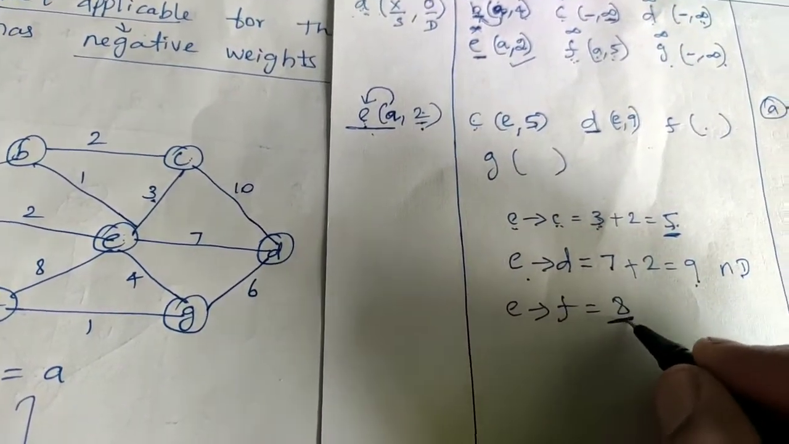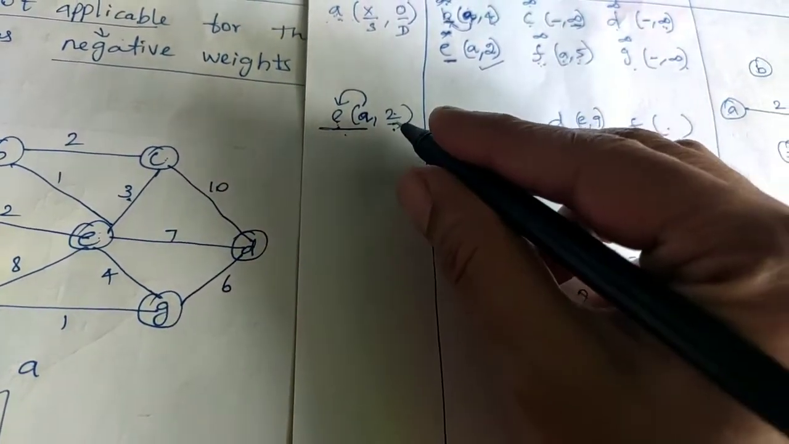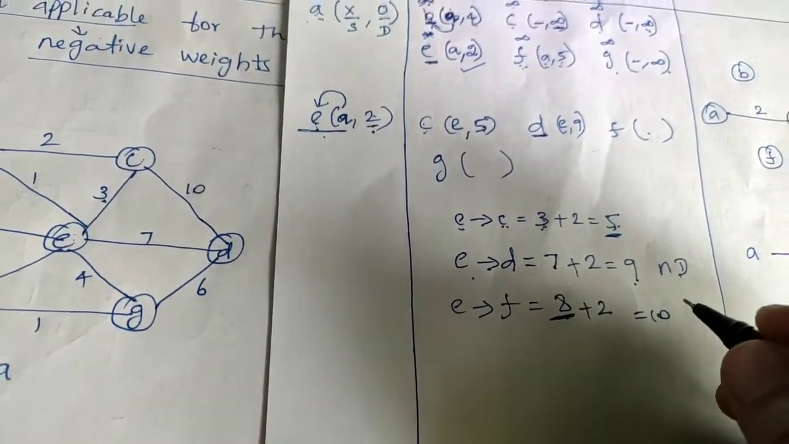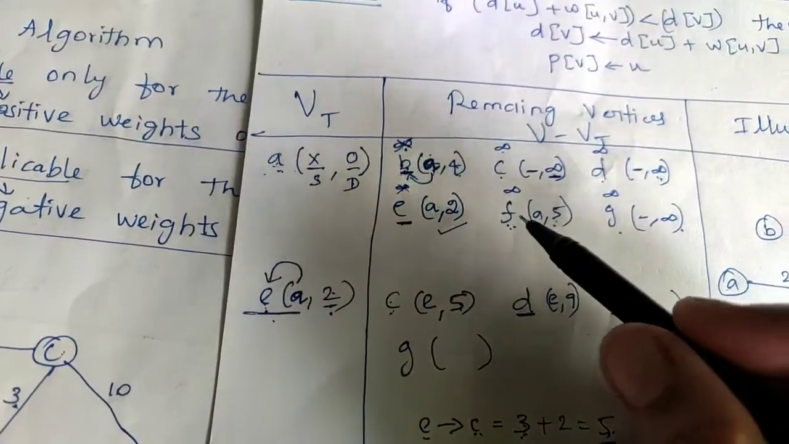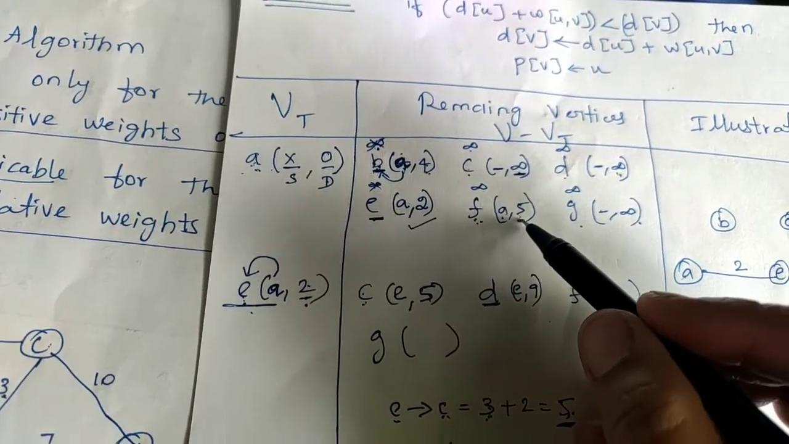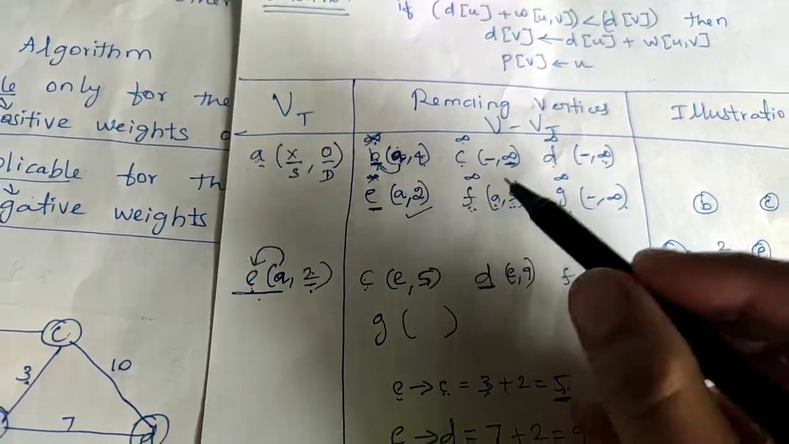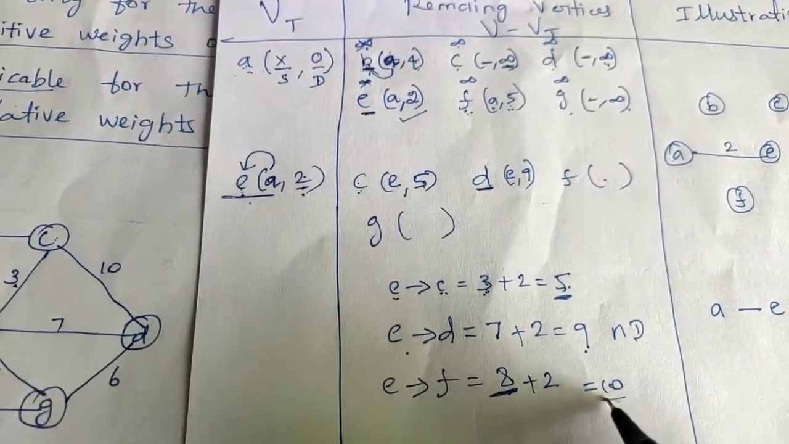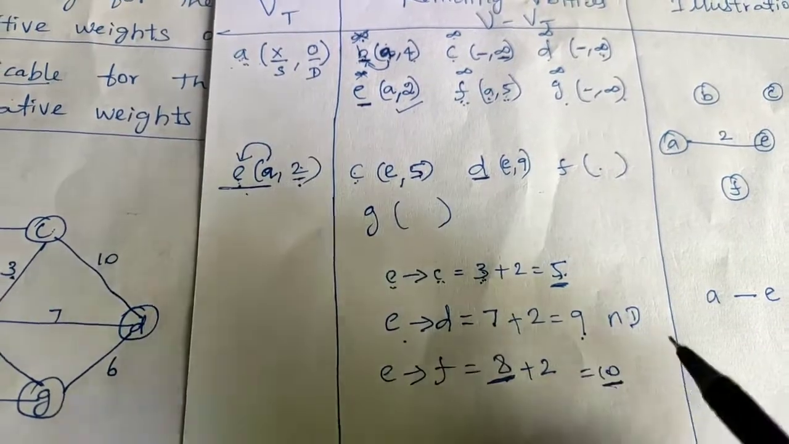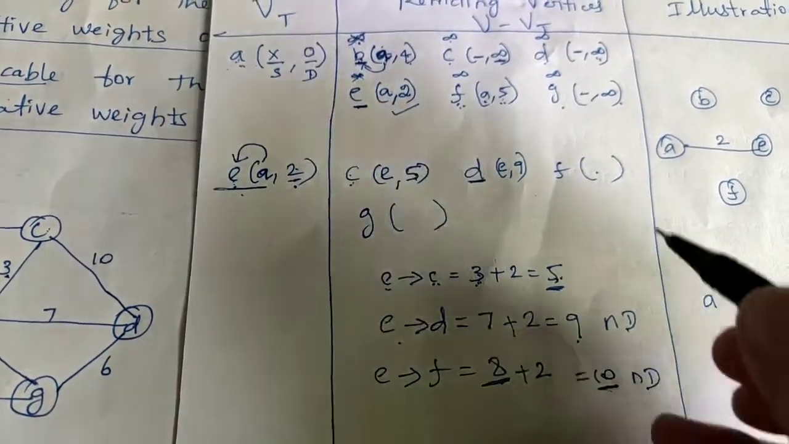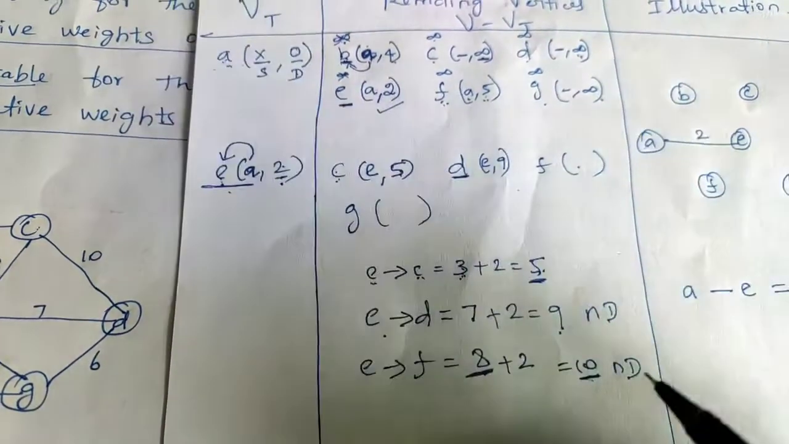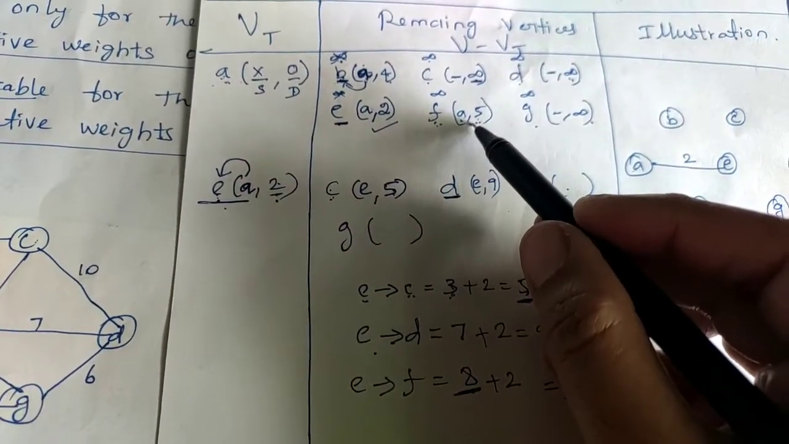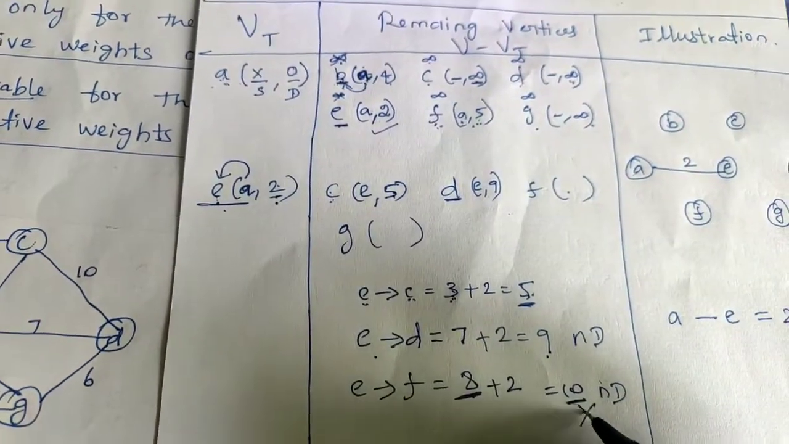Now while writing a distance, this plus this existing distance should be written. 8 plus 2, that is 10. Now what is the existing distance of the vertex F? That is 5 visited from A. We try to visit from E to F, but the distance what I am getting is 10. This is the newly calculated distance and this is the existing distance. This is not less than the existing distance. So I will not update this.